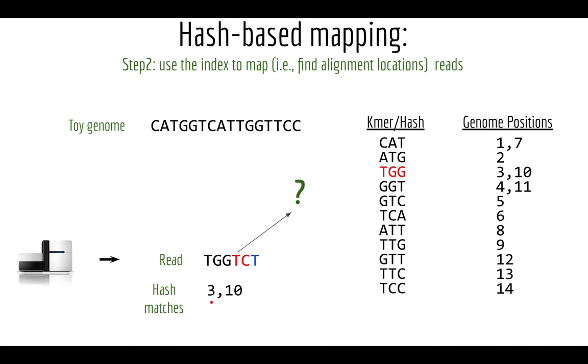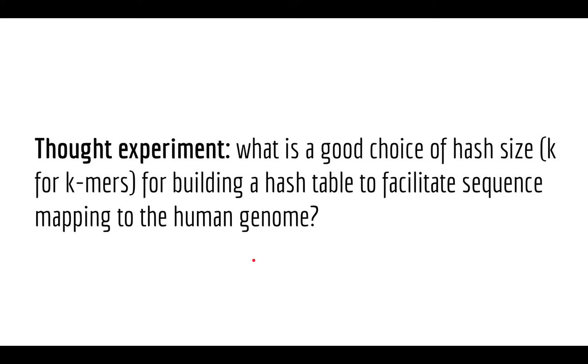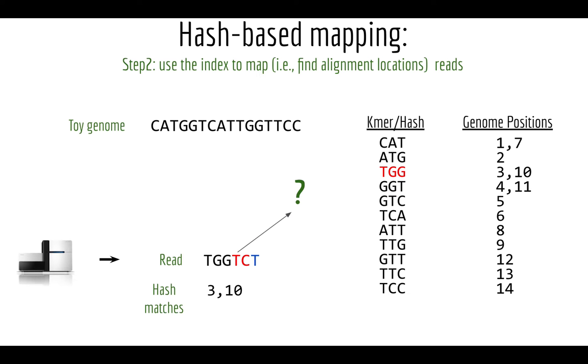The two locations are really just this 3 and the 10. We would have to do an exact nucleotide by nucleotide alignment of TGG, TCT to this, starting at this location. So TGG, TCA versus TGG, TCT differs by one nucleotide, right? So that's the challenge. We don't always get those exact matches, so we can use this index to build up a list of candidate loci, but then most of the time we have to do this exhaustive nucleotide by nucleotide alignment step to figure out, if it goes to this location in the genome, how many differences are there, okay?